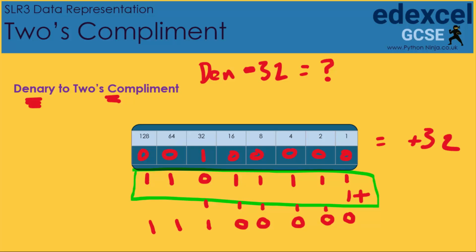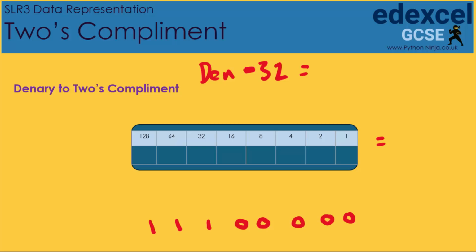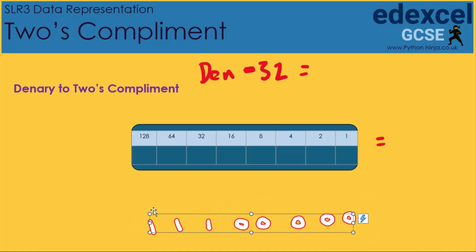So this is the answer, and it looks about right because a negative number has to start with a 1. So this passes the common sense test, and it finishes with a 0, which suggests it's an even number. So that looks about right. So let's reverse engineer that and check if we got the right answer. Just to make it really easy, I'm going to drag this over the top of our grid.